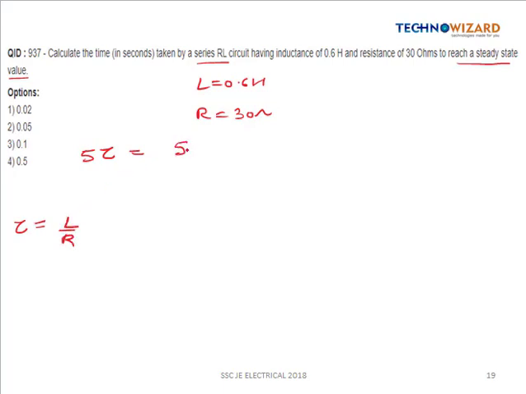So let us substitute here. Time constant is equal to L by R, so this will be equal to 5 into 0.6 by 30. So this will be equal to 0.1 second it will take to reach the steady state value.